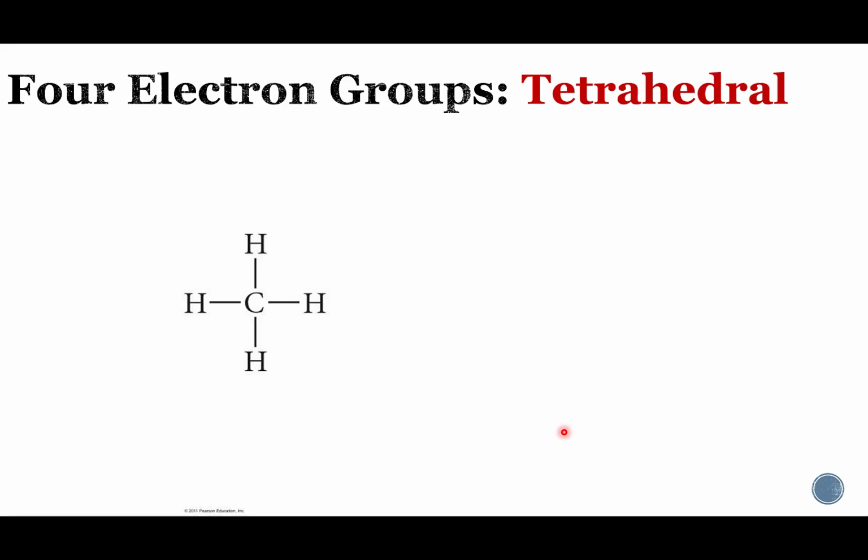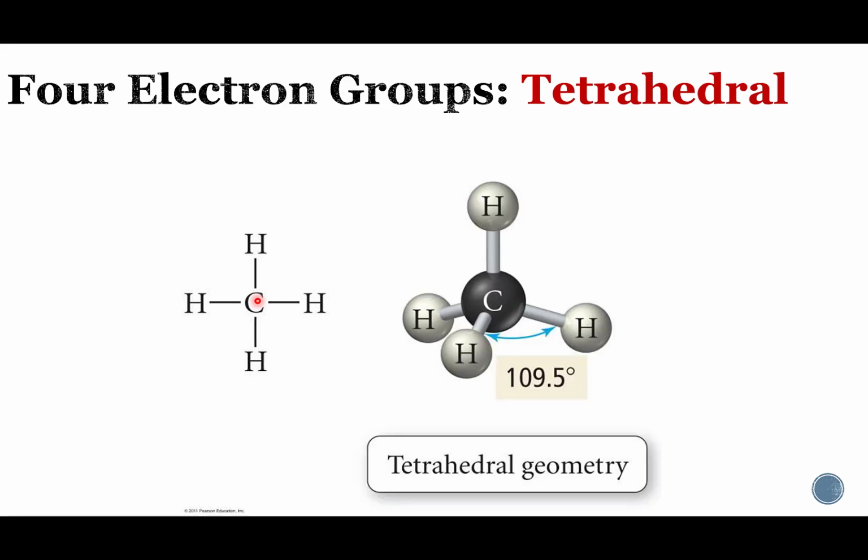All right, so for this one, we're going to look at the electron groups. We've got our carbon as our central atom, and we've got 1, 2, 3, 4 things attached. So in 3 dimensions, what is the largest angle that I can put between each of those hydrogens? You may not know this right away, and that's okay. But the largest angle would be 109.5.